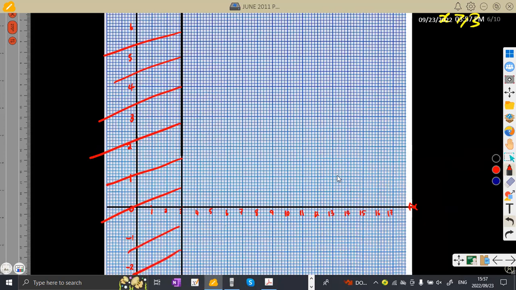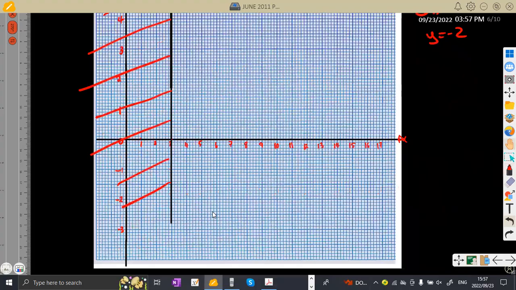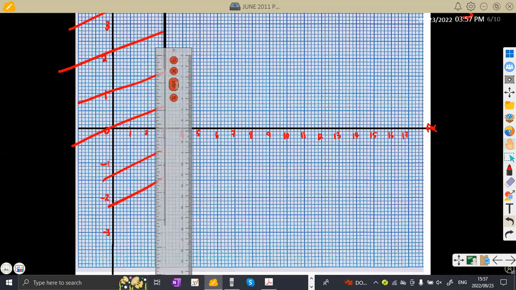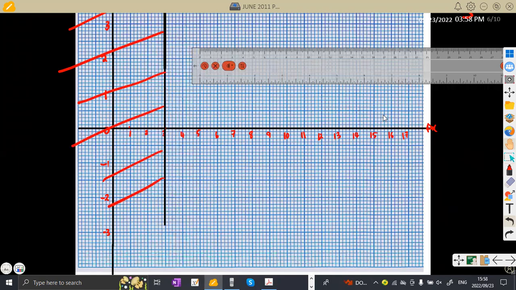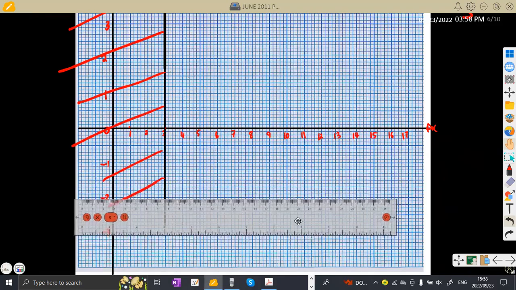Okay, so that's it, we're done. We move on to the other one. It was y is greater than or equal to minus 2. We draw the line of y is equal to minus 2, a continuous line because there's an equal to there. Where do we find y is equal to minus 2? This is our y is equal to minus 2 here. We draw the line there, and it has to be a continuous line.